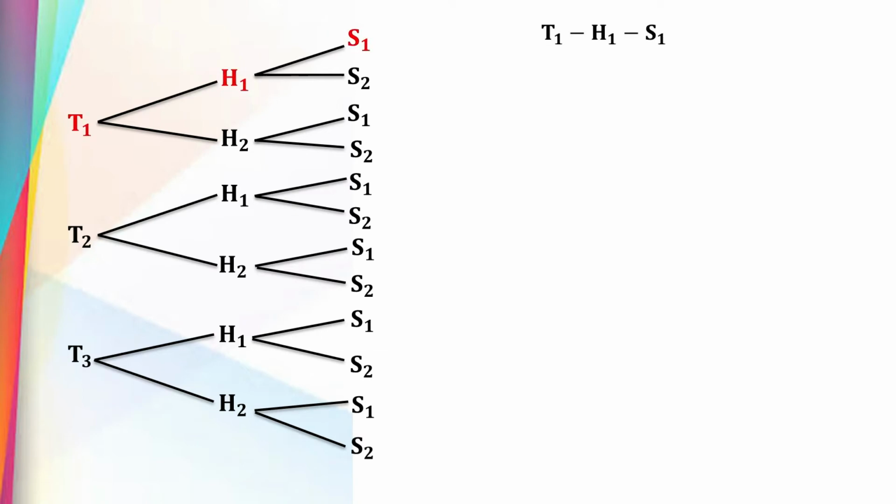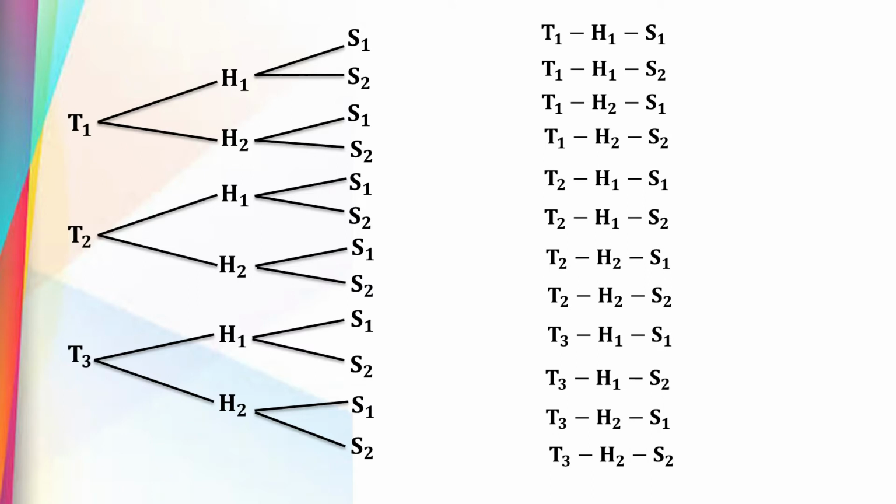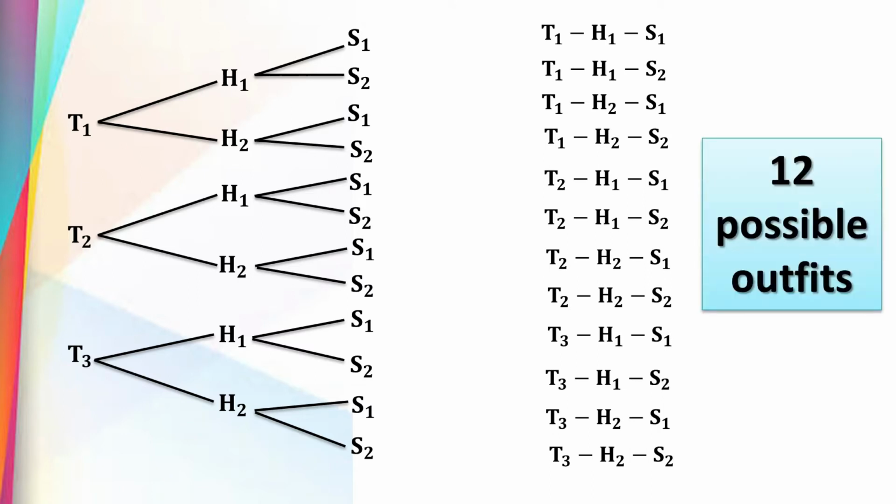First is T sub 1, H sub 1, S sub 1. Second is T sub 1, H sub 1, and S sub 2. Third, T sub 1, H sub 2, S sub 1. Following this pattern, we now have the following outfits. Altogether, we have 12 possible outfits.